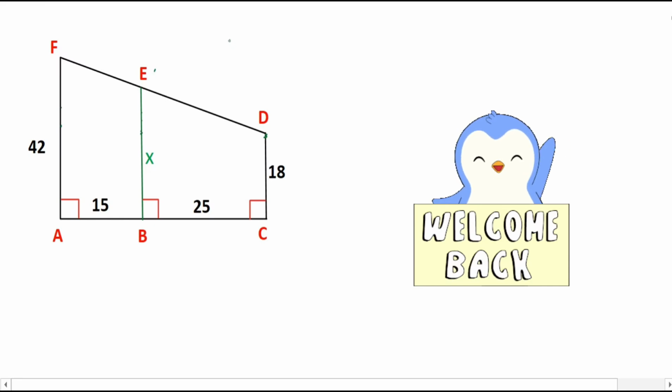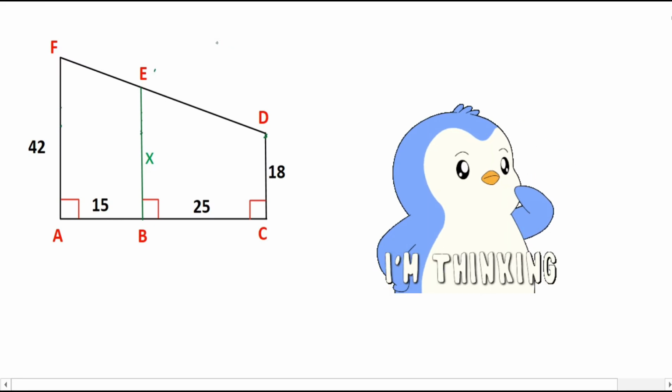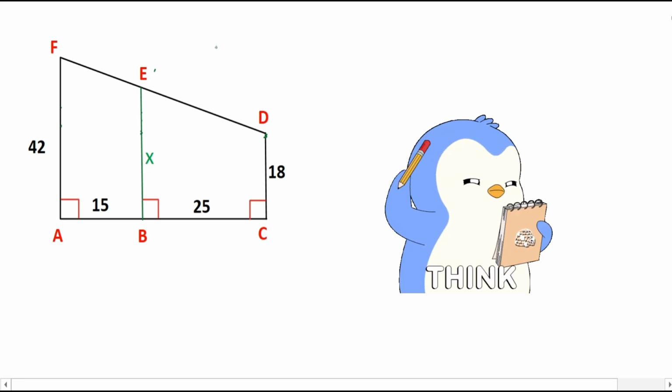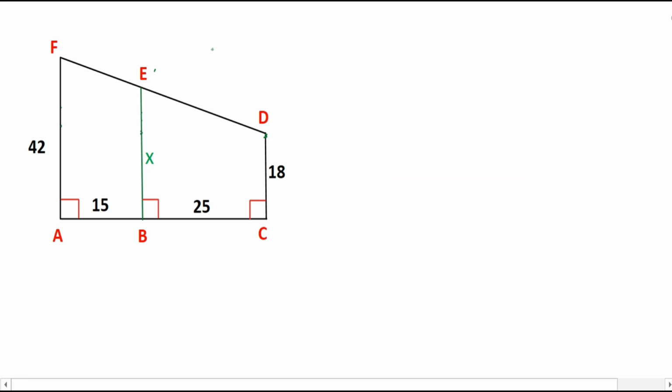Hello and welcome everyone. So in today's video, we are going to solve this nice geometrical problem in which ACDF is a trapezium and the line segment BE is perpendicular to the side AC, where BE is X units and we have to find out the value of X, and sides AB and BC are 15 and 25, where sides CD and AF are 18 and 42 units respectively.